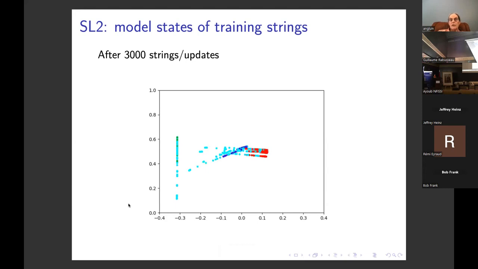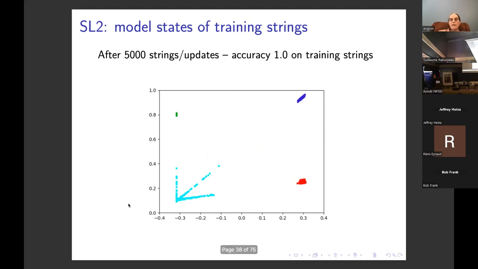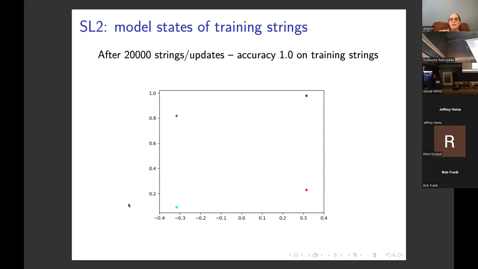Pretty much all the CD states are doing pretty well, but the blue states are not so happy. They're separating more. Looks like most of the sink state strings are generally moving left. Now they've moved left, but not quite far enough. And here, for the first time, we get 100% accuracy on the training strings. And if we let it run to 2000 strings, we get extremely compact clusters for the states, the two on the right accepting, the two on the left rejecting.